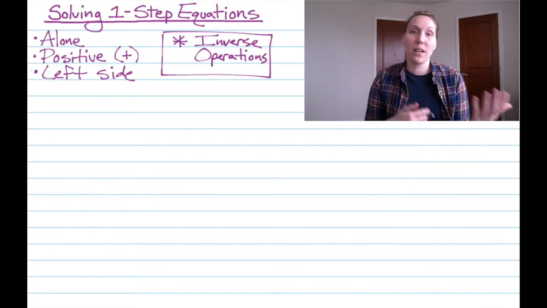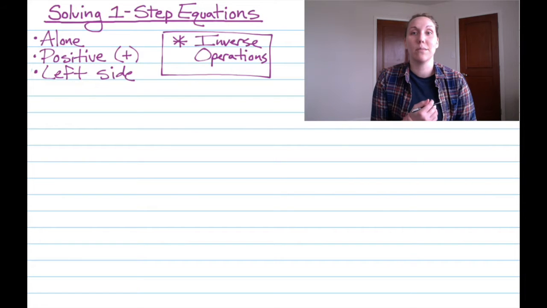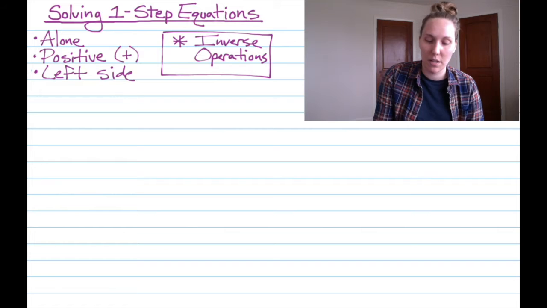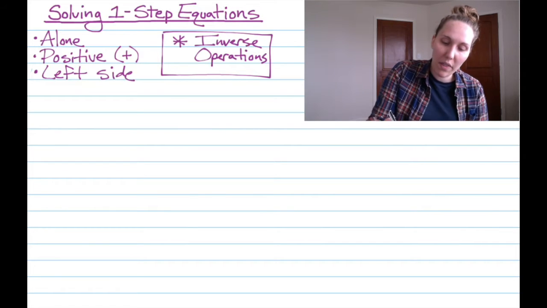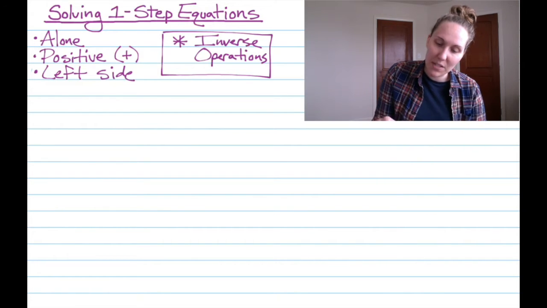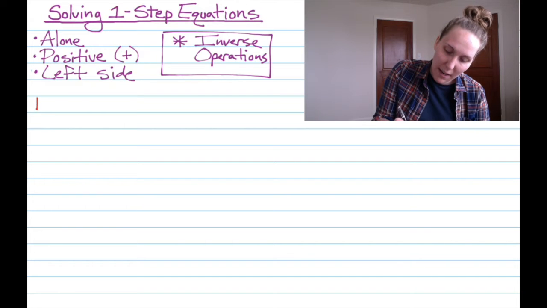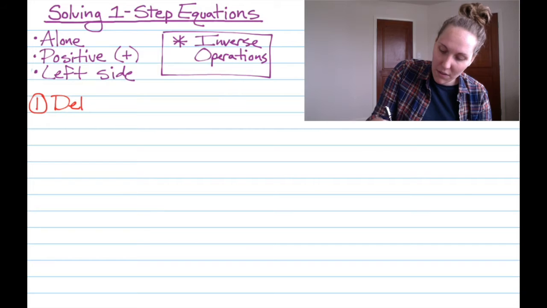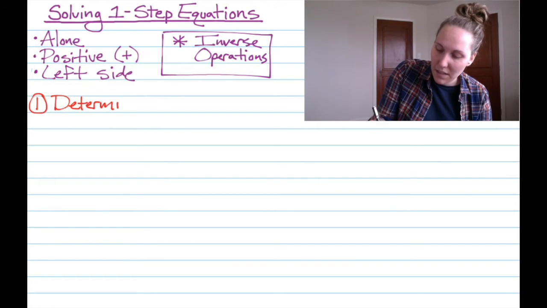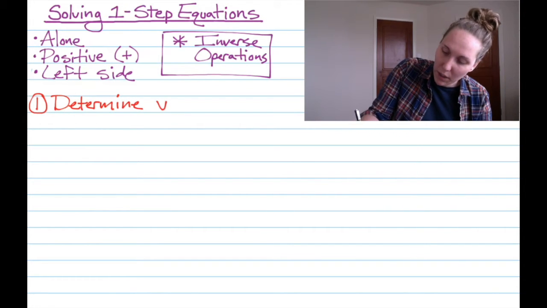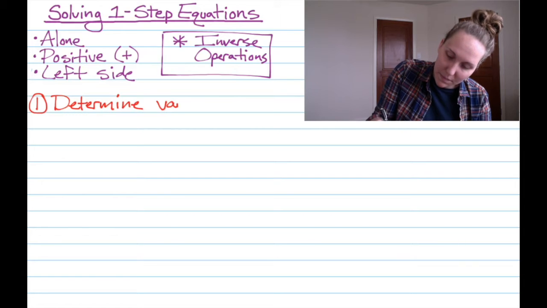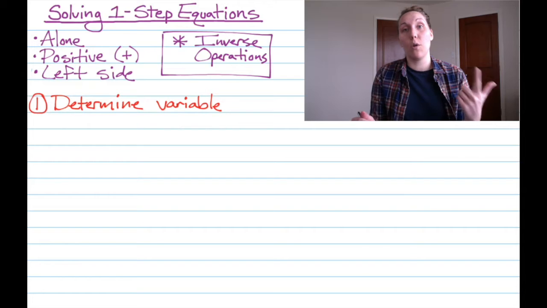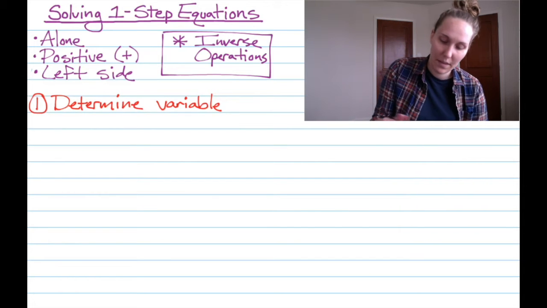So instead of adding, we're going to subtract. Instead of multiplying, we're going to divide. Okay, it's always just doing the opposite operation, the inverse operation. Okay, so there are 4 actual steps to solving one-step equations. The first step is to determine the variable. So we got to find the variable in our equation, because we got to find the variable that we're trying to get alone, positive, on the left side.